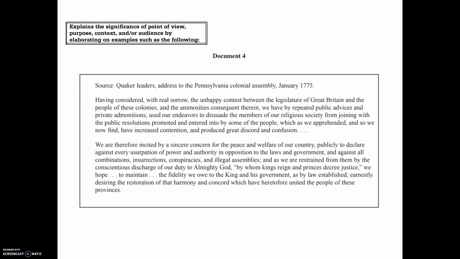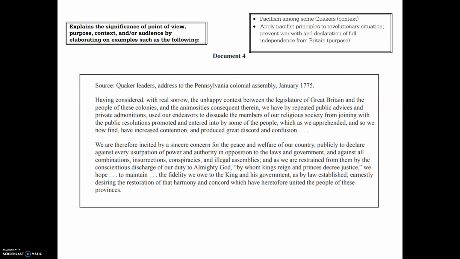Document 4, these are our Quakers. What could we use from this document? Well, the context or historical situation would be the pacifism among our Quakers. They don't want to go to war. They don't believe in violence. They don't believe in taking oaths, any of that stuff.